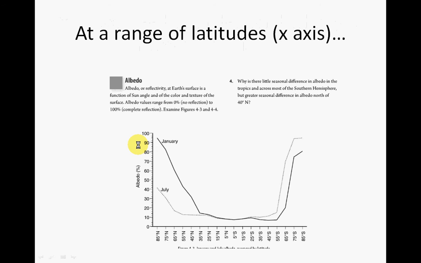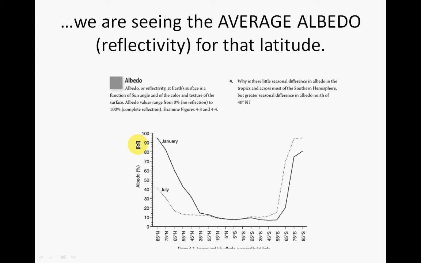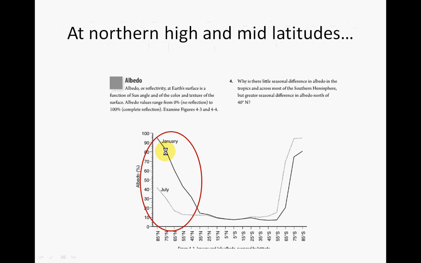At 45 degrees north in January, the average albedo is 40%. And at 75 degrees north, the average albedo is about 90%. Why is the albedo higher at 75 degrees north? Because there's more snow cover. Snow is very reflective. And so wherever there's more snow and ice, the albedo of the surface will be higher because we're reflecting more of the radiation from the sun that hits it. So notice that at high northern latitudes, high and mid latitudes, there's a huge cycle to the albedo. Albedo is high in January and low in July.